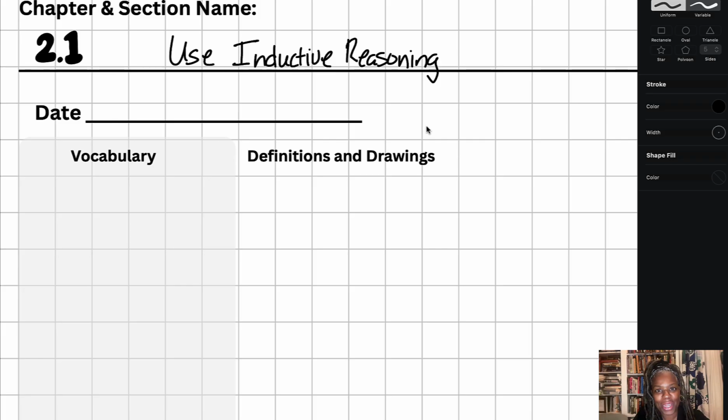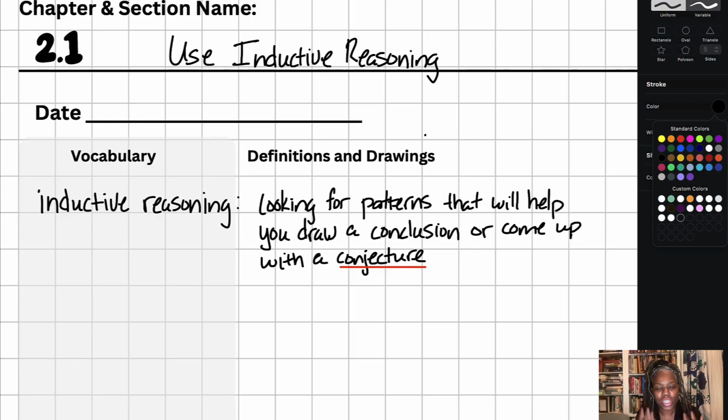So what we're going to be talking about in this section in chapter 2, section 1, is how to use inductive reasoning. As usual, go ahead, write the date, and we're going to get started with our vocabulary. Our first vocabulary word is inductive reasoning. So inductive reasoning is the idea of looking for a pattern and then trying to find a conclusion. So you're looking for a pattern and then you're trying to draw a conclusion from that pattern or whatever information you're given. That's how you use inductive reasoning.